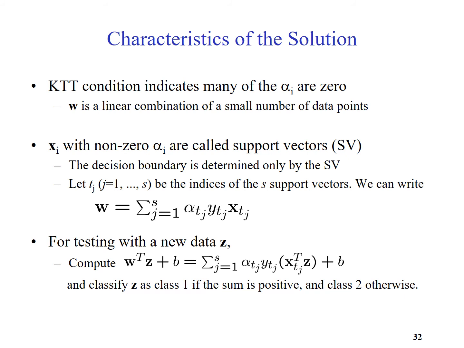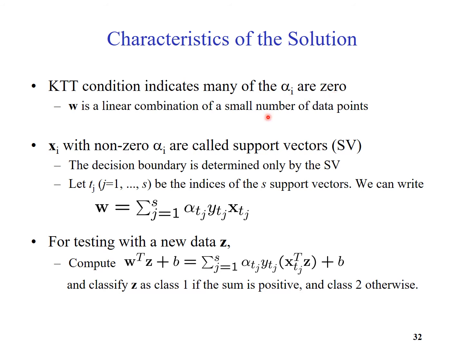Solving the dual problem means you get the values of alpha. That's the solution of the dual problem. Actually, most of the alpha are zero, as I told you in the previous slide. For each data point in SVM, we have one alpha value. Let's say we have 100 data points, then we have 100 alphas. One data point, one alpha value.